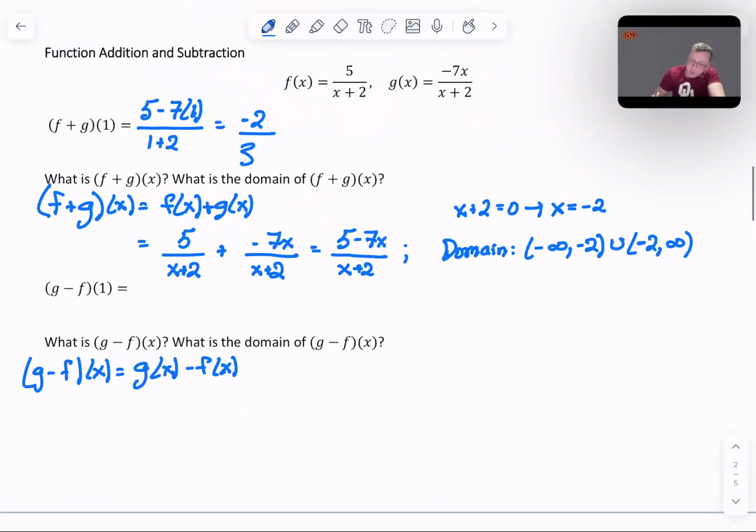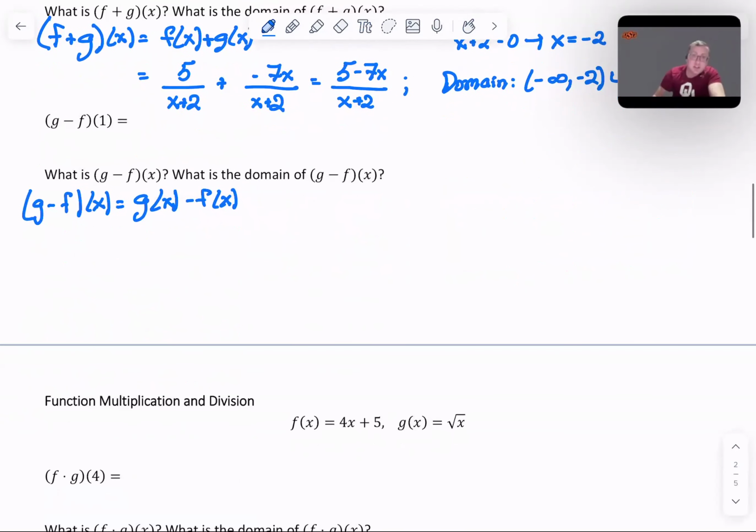So what was g originally? It was minus 7x over x plus 2. And what was f? It was 5 divided by x plus 2. And again, we still have that common denominator of x plus 2, so we can just add, or in this case, subtract the numerators. So this becomes minus 7x minus 5 over x plus 2.